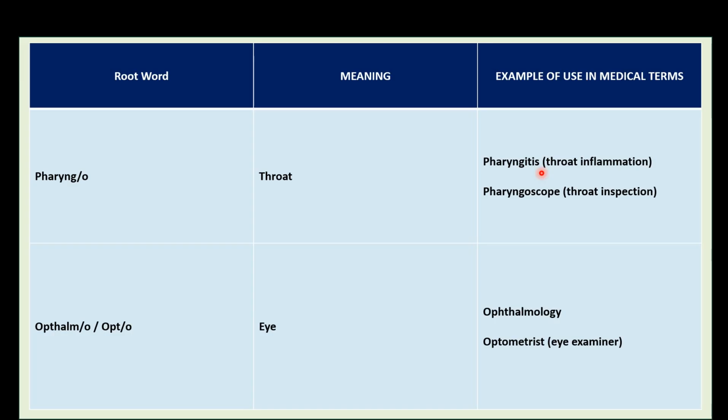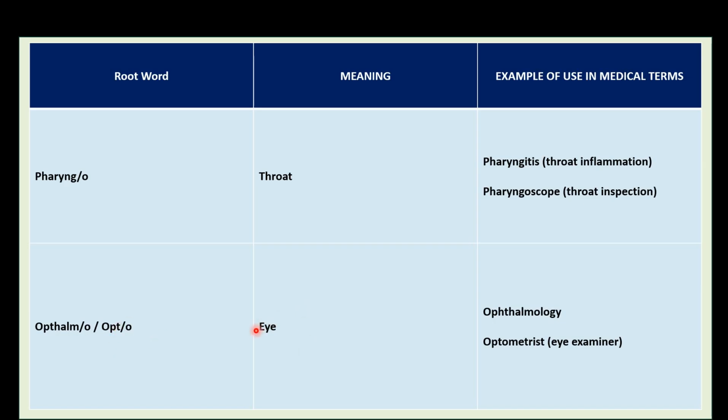So we can simply find out the actual meaning, that is throat inflammation. Clear? Likewise, if a patient is under the process of diagnosis for throat inflammation, then in that case the device, the instrument, the equipment that the doctor will use is the pharyngoscope. That will be used to find out the disease, and that inspection of the throat is known as pharyngoscope. Means this is a device that is used for throat inspection.